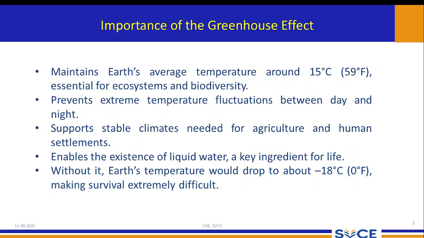For the ecosystem and biodiversity to survive, the minimum temperature requirement is 15 degrees. Just imagine if it goes to minus 18 degrees Celsius, what would be the effect? Even humans could not survive without any additional setup, meaning additional things like jackets and so forth.